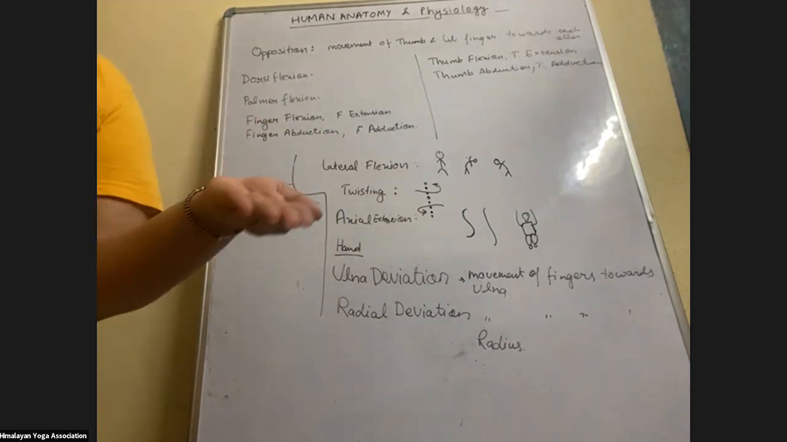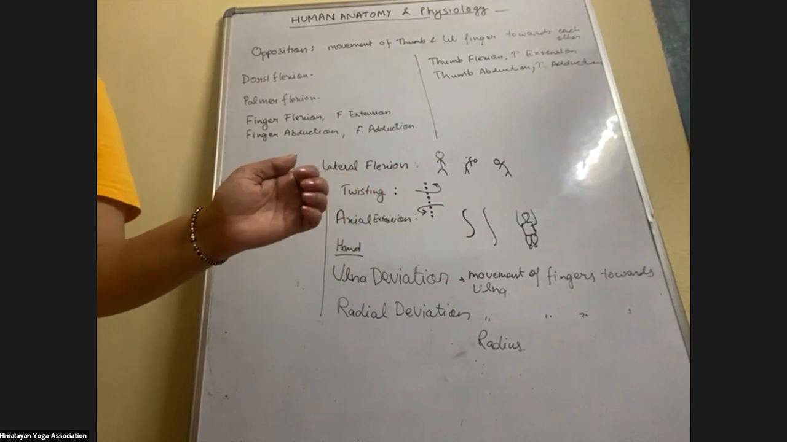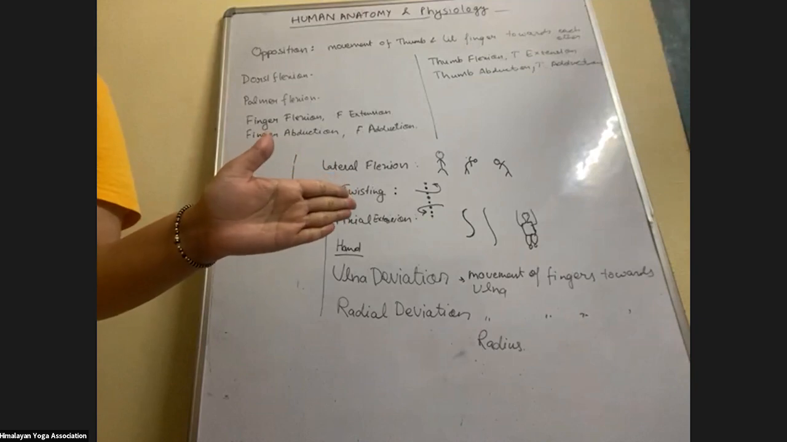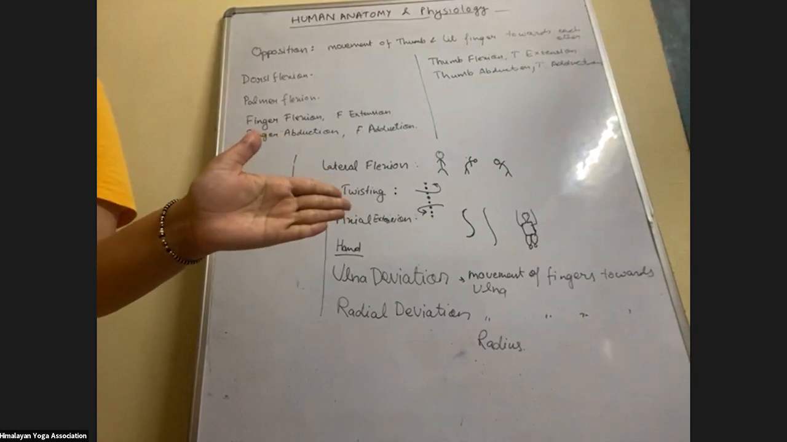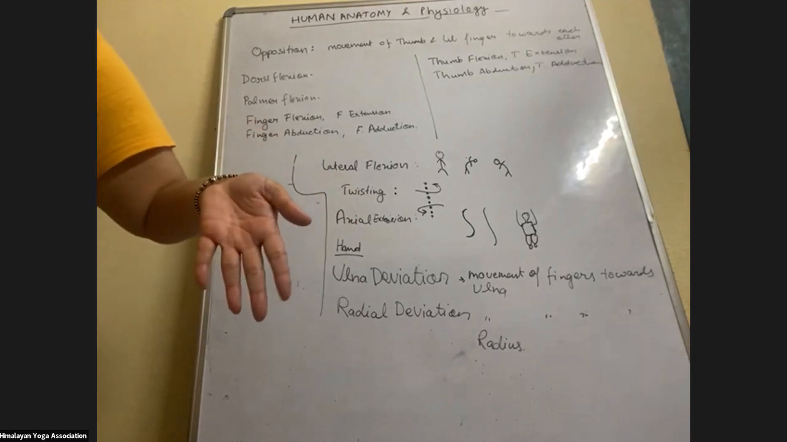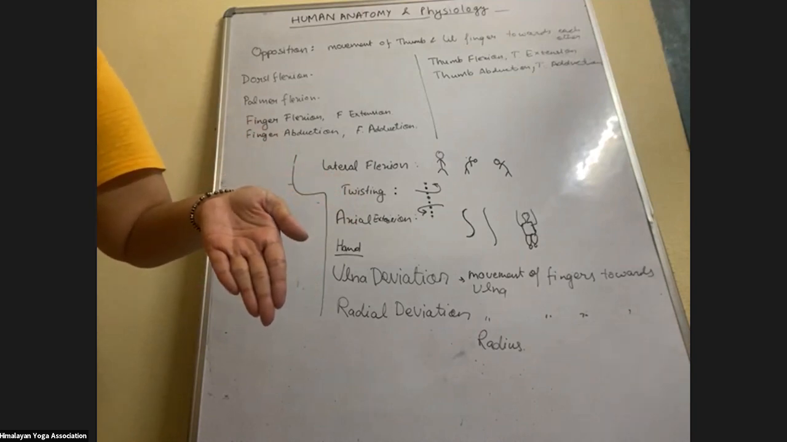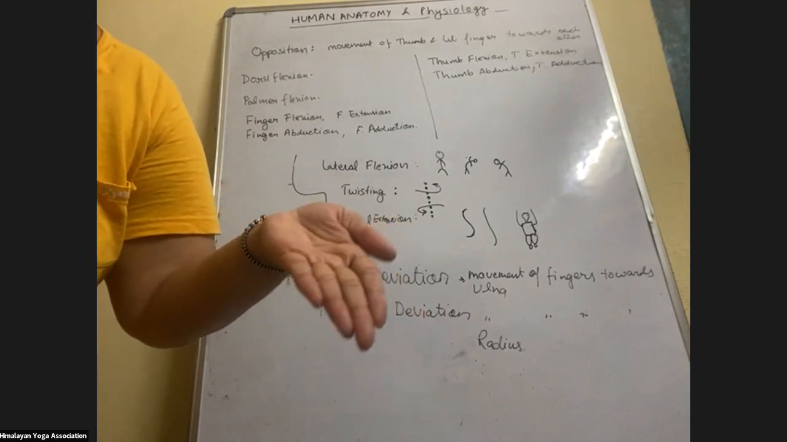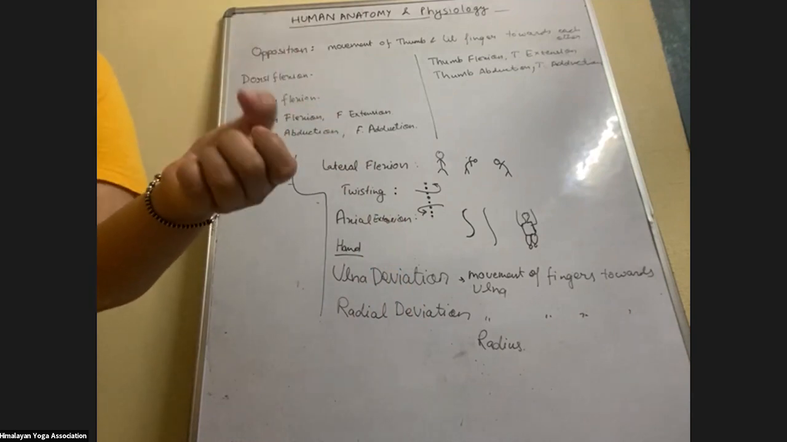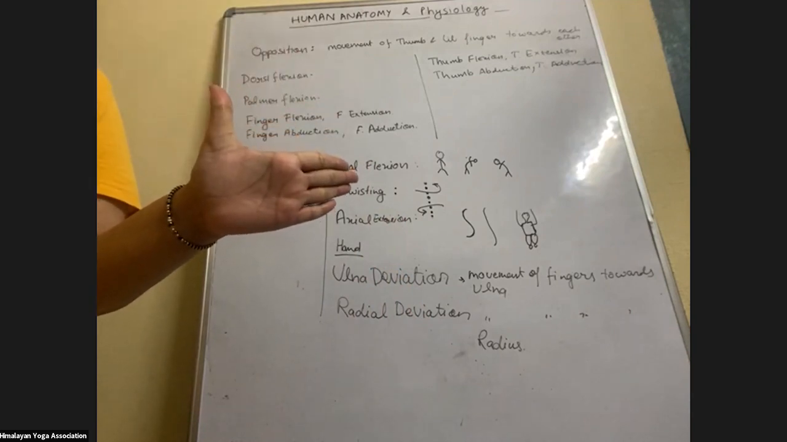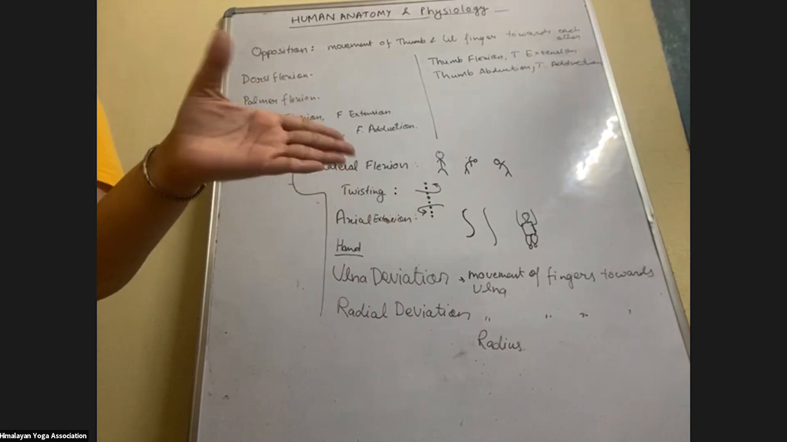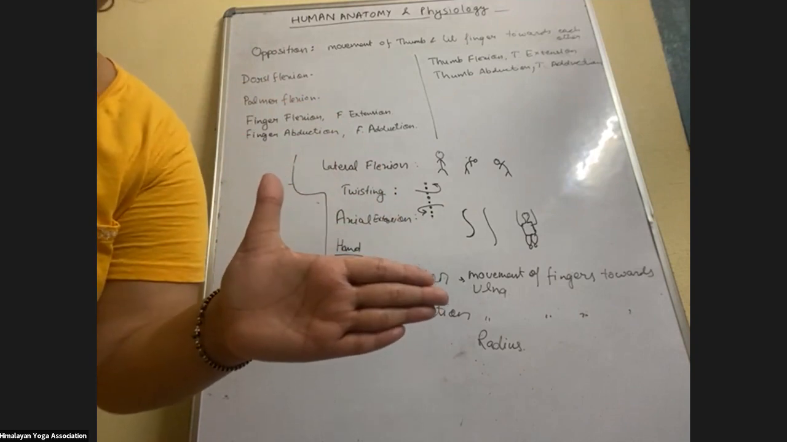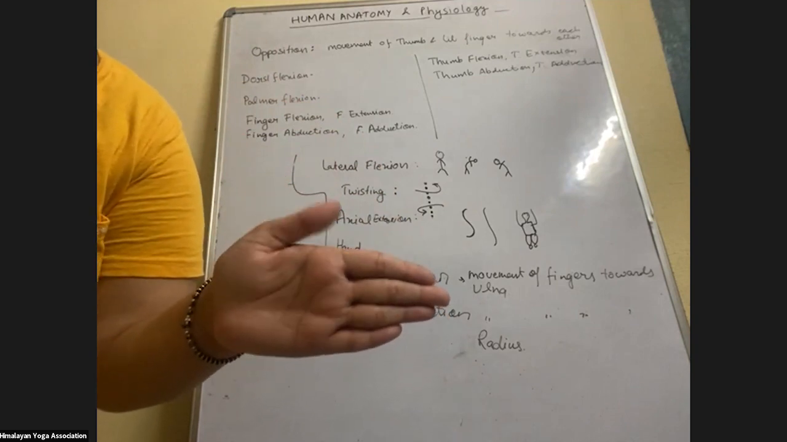Then finger flexion, finger extension, finger flexion, finger extension. Then finger adduction, abduction, adduction, abduction. Then with the thumb, we have flexion, extension, flexion, extension. Then we have adduction, abduction, adduction, abduction.